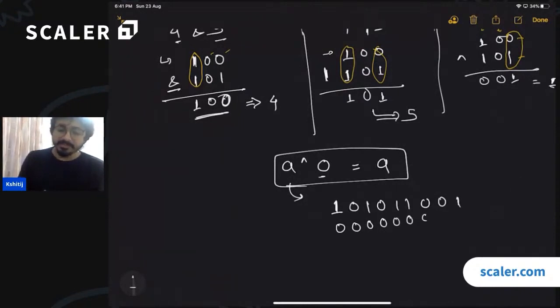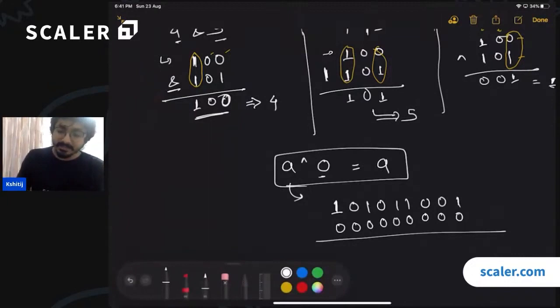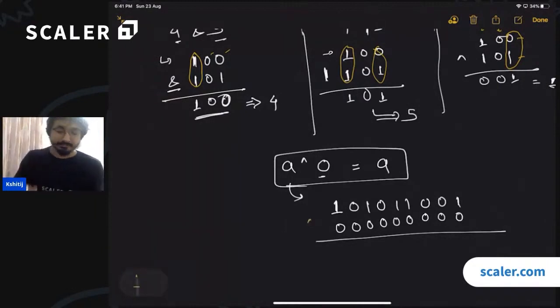So for all the bit positions where a has a set bit, the answer also has a set bit. And for all the bit positions where a has a 0, 0 also has a 0, so both of them are the same, so the answer will also be 0. So this is exactly the same as a. So a XOR 0 is going to be equal to a.